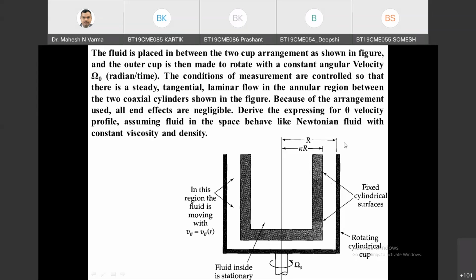Why VR equals to 0 and Vz equals to 0? Both have the same logical explanation. Because it is given tangential laminar flow. Tangential flow means V theta is dominating. Laminar flow means 1D flow is there. It means that there is only V theta. It is given. And another reason is end effects are also neglected. So VR, VZ might be there, but that is in this region, and those end effects are neglected. So which is non-zero? Only V theta is non-zero.